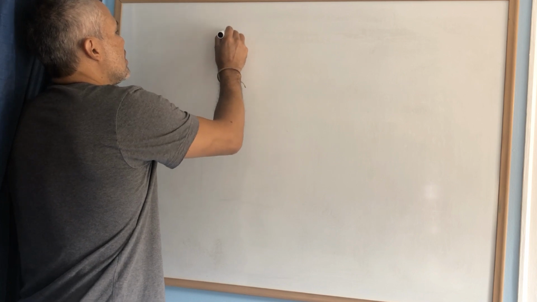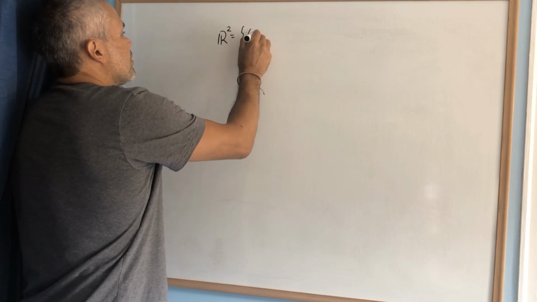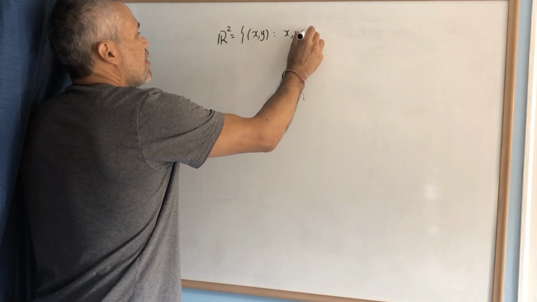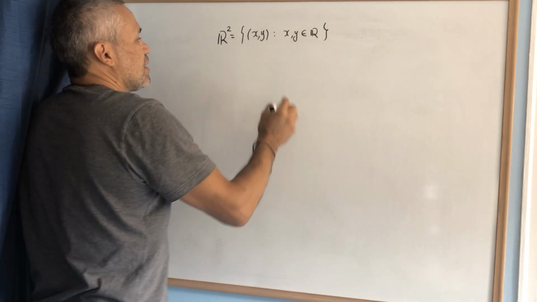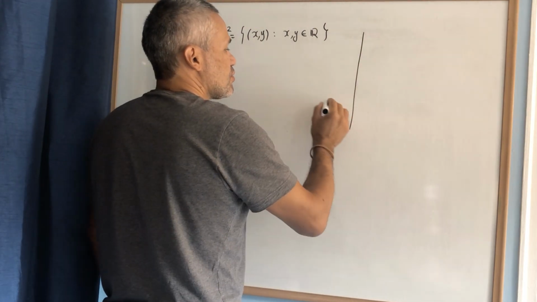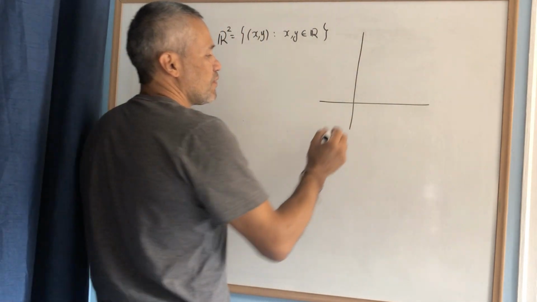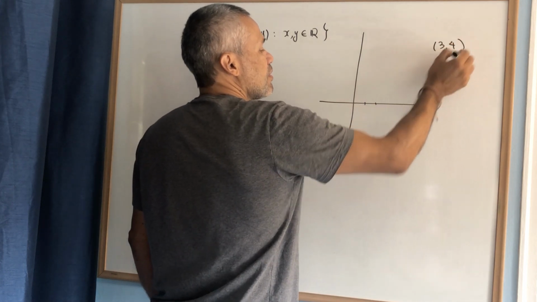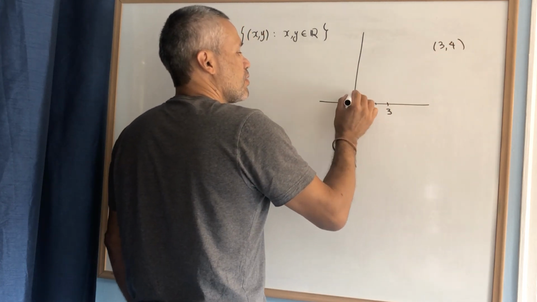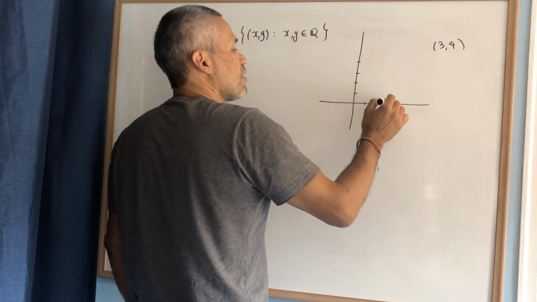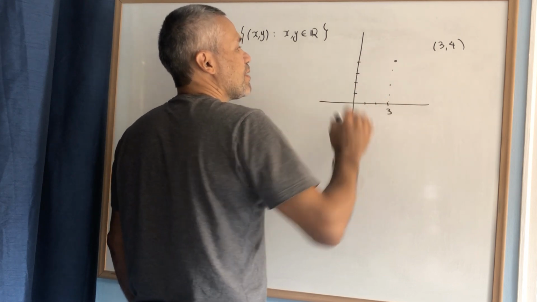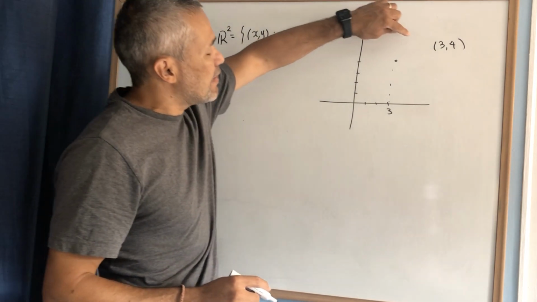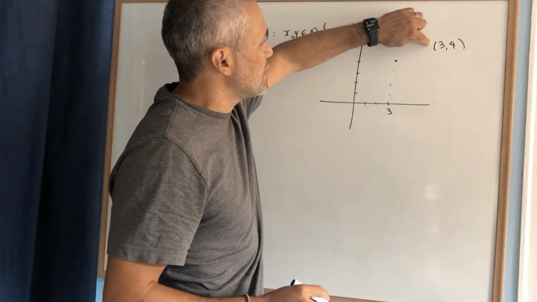R2 is the set of ordered pairs (x, y) such that x and y are real numbers. This is the visualization of R2. For example, if we have the point (3, 4), marking 1, 2, 3 and 1, 2, 3, 4 on the axes, this would be the point (3, 4).